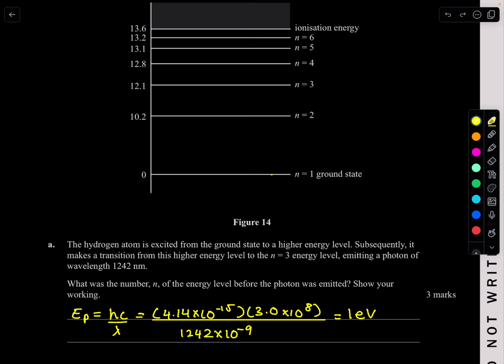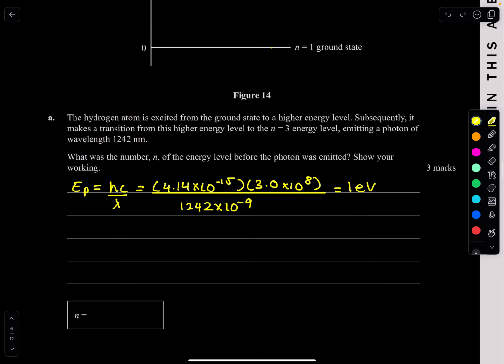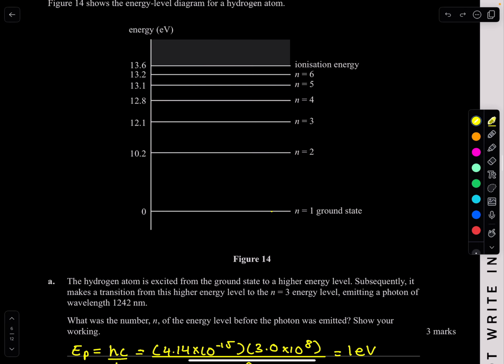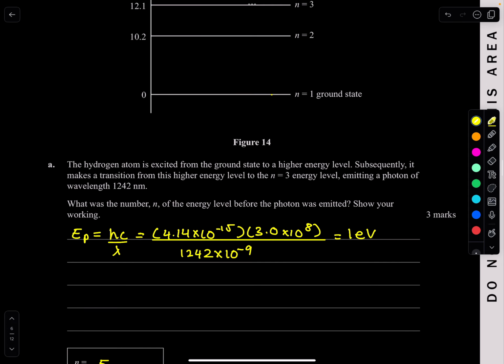Because it goes down to n equals 3. So let's say it was n equals 4. If it goes down to n equals 3, how much energy does it emit? It emits 0.7 electrovolts, not 1 electrovolt. That's wrong. What about 5? 13.1 minus 12.1, yes, that is 1 electrovolt. So your actual value of n was n equals 5. That's your energy level. Beautiful. Done.